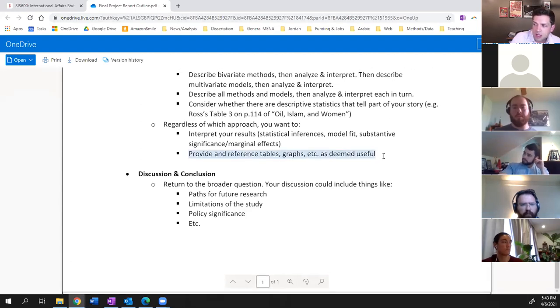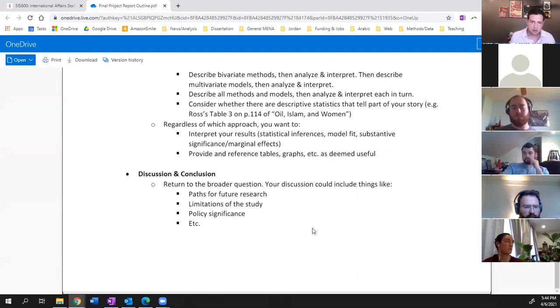In order to do that well, you also want to provide any relevant tables or graphs, plots, graphical representations of your data and findings that you think would help you convey those results to your audience. And then at the very end, you can conclude with a more general discussion about what we've learned from your study, limitations of the study, paths for future research that you might pursue if you were to take this study further or develop or elaborate on it, what kind of policy relevance it has, that kind of thing.